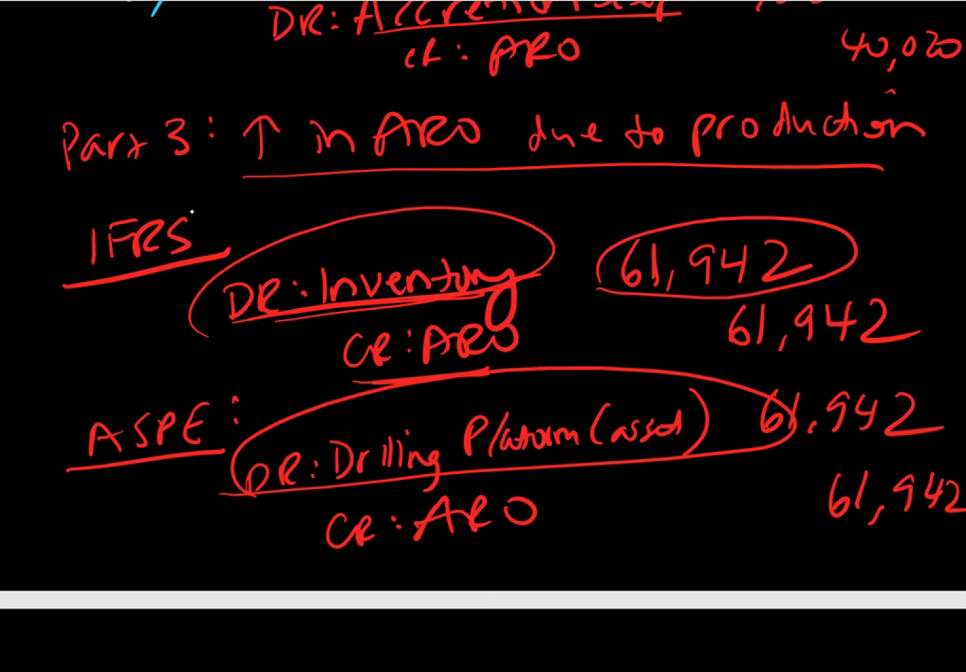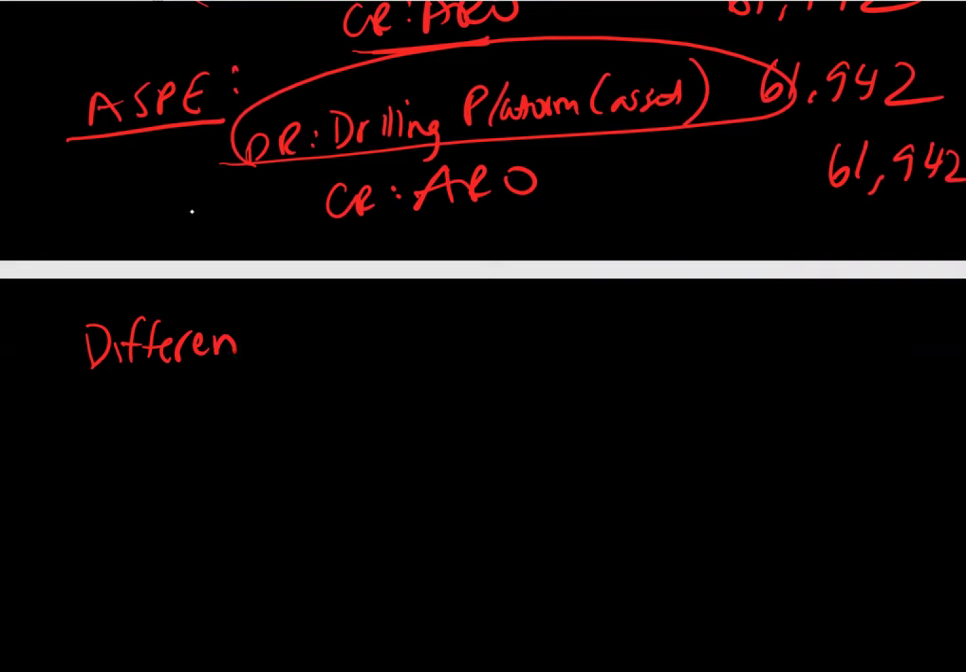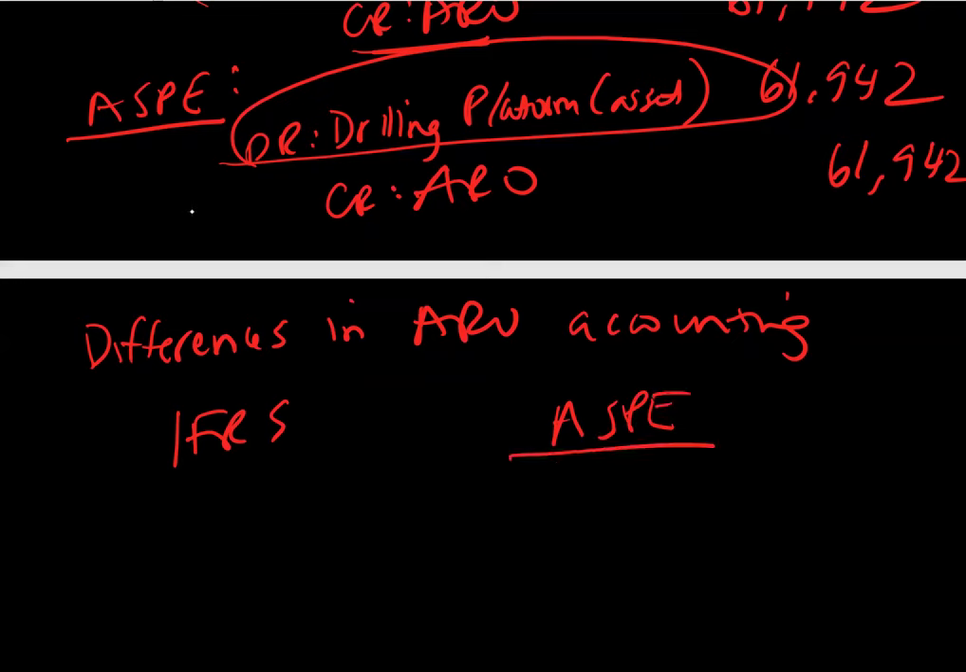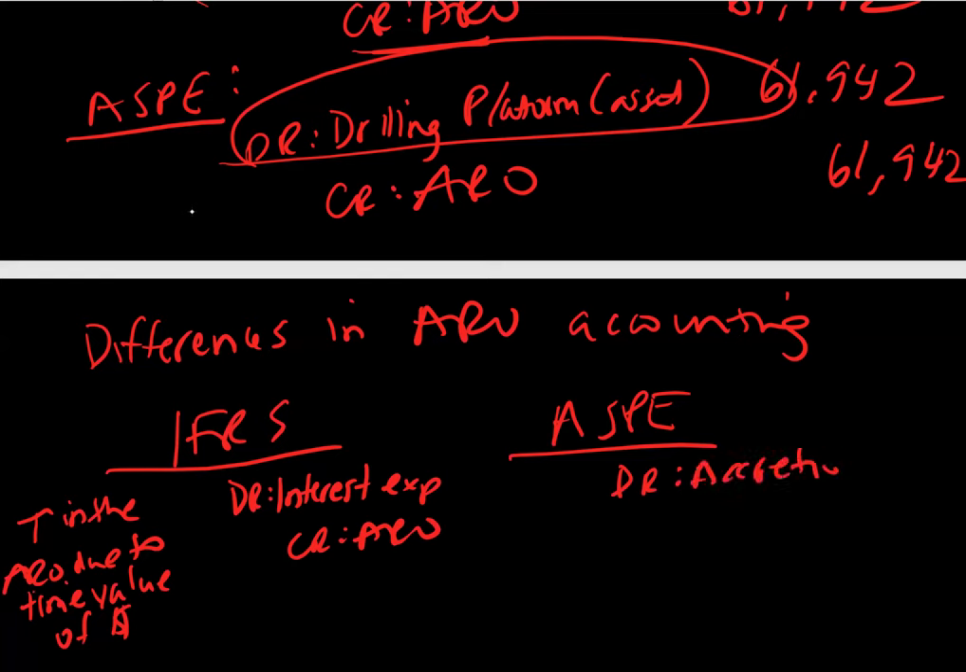So let's recap. What are the differences in accounting for ARO between IFRS and ASPE? So the differences in ARO accounting. So we've got, let's go IFRS, and then let's go ASPE. So the increase in the ARO due to the time value of money under IFRS, it goes debit interest expense, credit ARO, increasing the ARO because of the time value of money, and ASPE says debit accretion expense. Just a different terminology, credit ARO, okay? So that's our first difference.